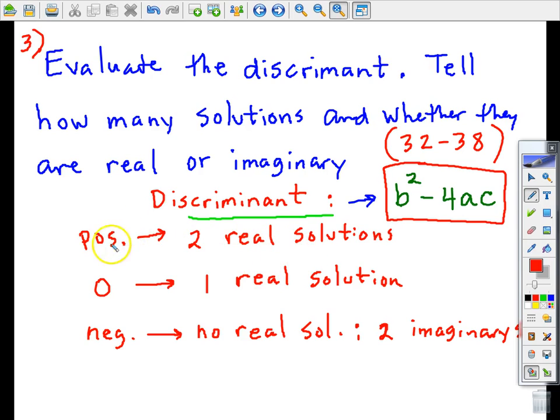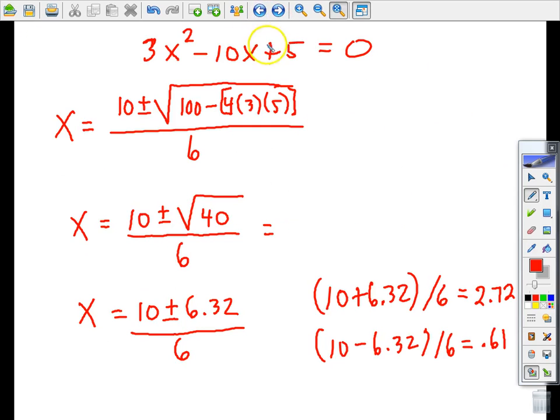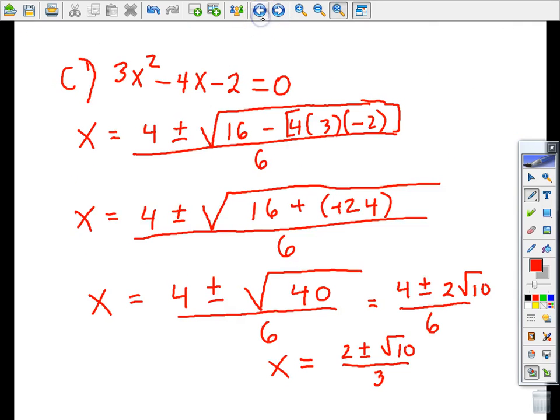Okay, let's just start with if the discriminant is a positive number. I told you that that means you're going to have 2 real solutions. What I mean by that is, well, let's just go back. Here we have 2 real solutions. There is no number i involved in my solution at all.